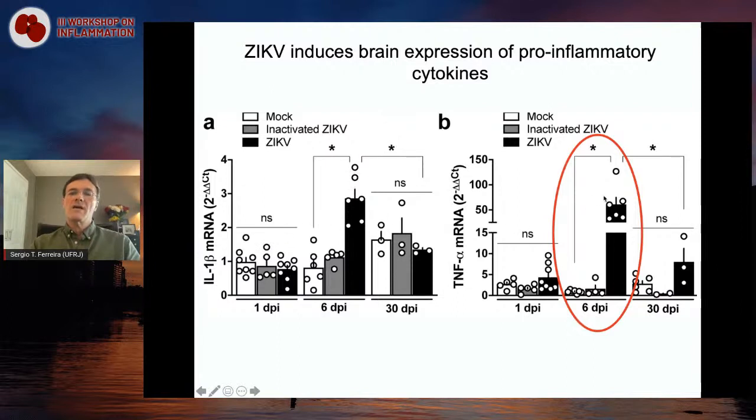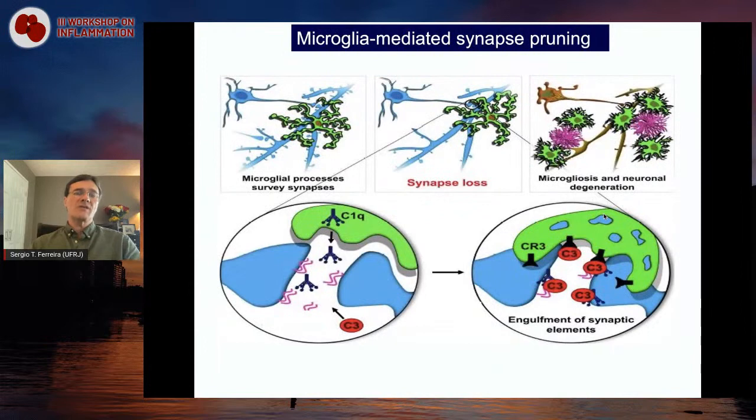On the other hand, we see that there's this tremendous increase in TNF-alpha, about 50-fold increase in TNF-alpha expression in the brains of mice infected with Zika. And so we thought that this might be an important cytokine in memory impairment and synapse damage. And in fact, we found that to be the case.